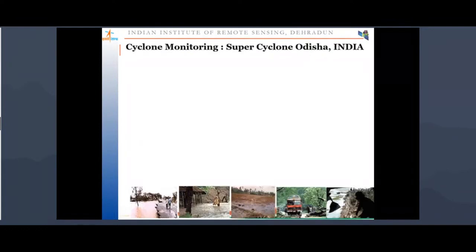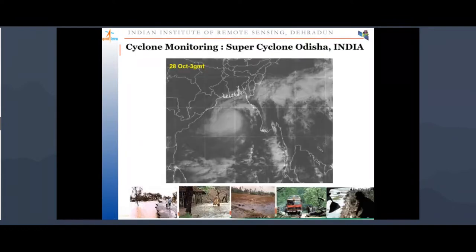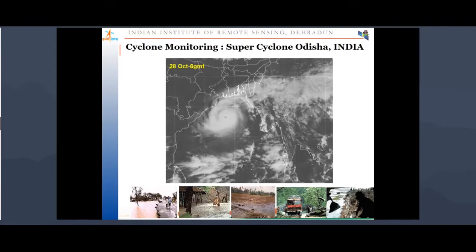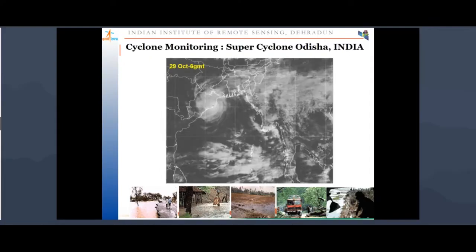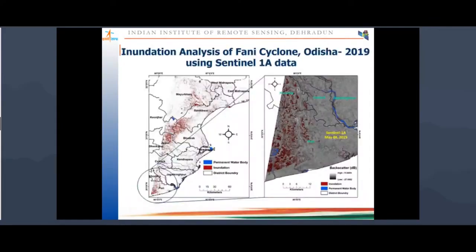Now cyclone movement you can see using our INSAT-3D, 3DR satellites. You can see how the cyclone movement is taking place. Okay, now this is another example, Fani cyclone in 2019. It created havoc and a lot of inundation took place. You can see here nearby Puri area, and I zoomed it. Puri is here, and you can see all the inundation area. You got it. Okay.